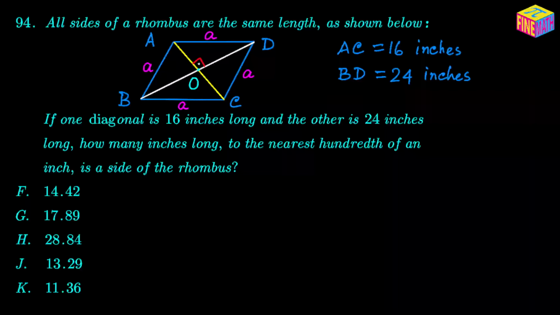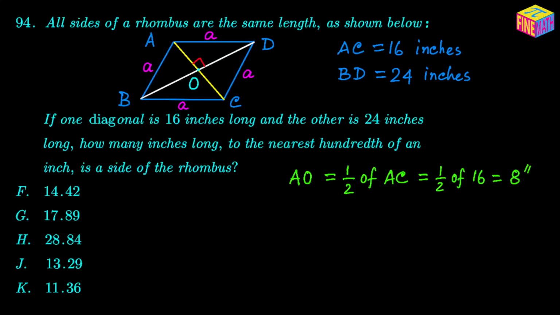Now if I simply focus on this triangle, AOD, let's think about the AOD triangle. There you see that AO would be how much? AO would be half of AC, and AC is the smaller diagonal which is 16 inches long, and BD is the larger diagonal which is 24 inches long. So half of AC would be 8 inches, so that means AO would be 8 inches.